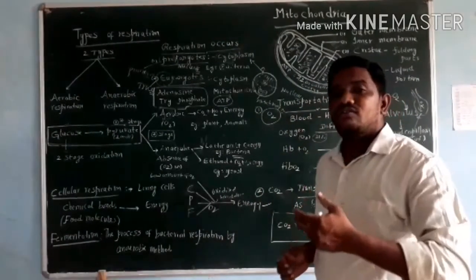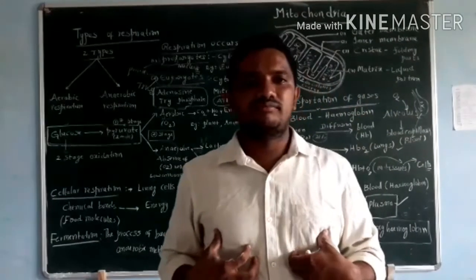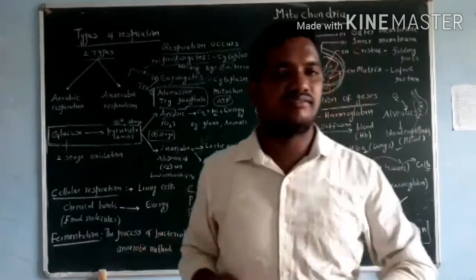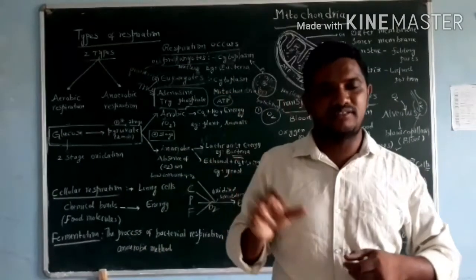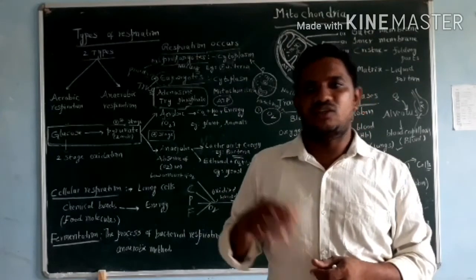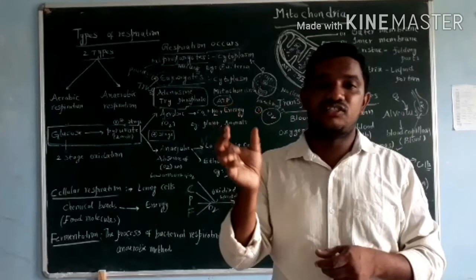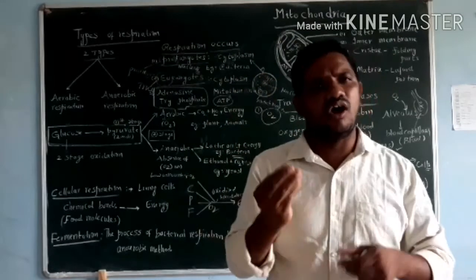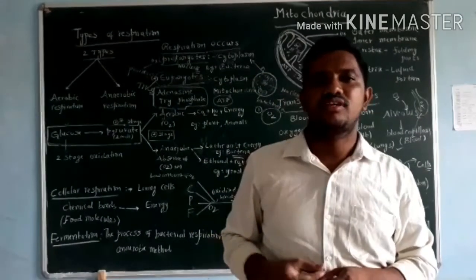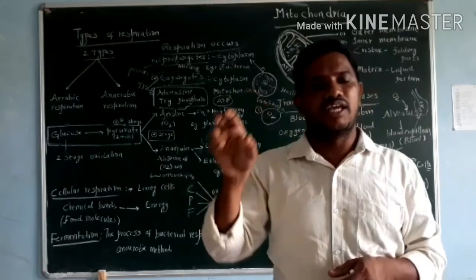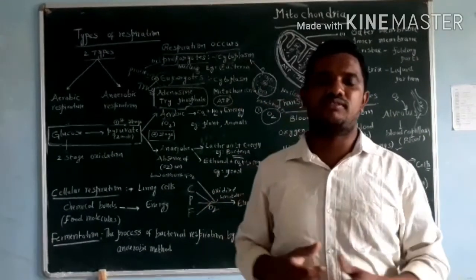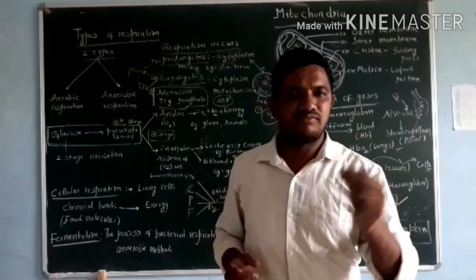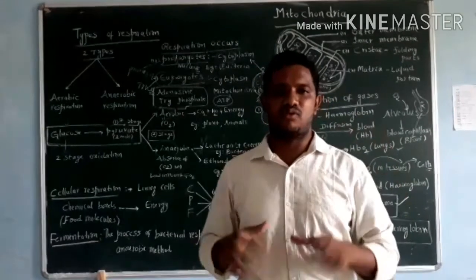Next one, how gases are transported in our body, either oxygen or carbon dioxide. These two gases are transported by blood only. Blood contains hemoglobin pigment. When these two combine with hemoglobin, when oxygen combines with hemoglobin, oxyhemoglobin is formed. When carbon dioxide combines with hemoglobin, carboxyhemoglobin is formed. So blood is the medium of transportation of gases in our body.